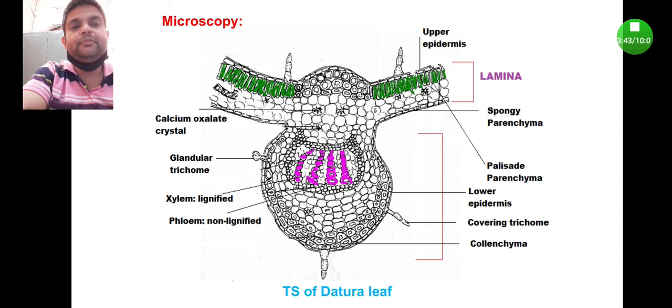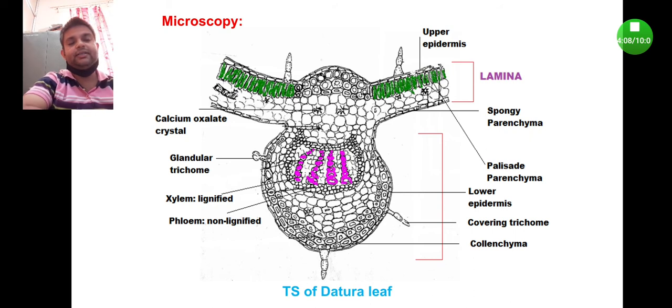Now coming to the midrib part. In the midrib part you will find glandular trichome, then vascular bundle, which consists of alternate arrangement of xylem and phloem parenchyma cells. Obviously xylem are lignified. So these are certain important characteristic features you will observe.